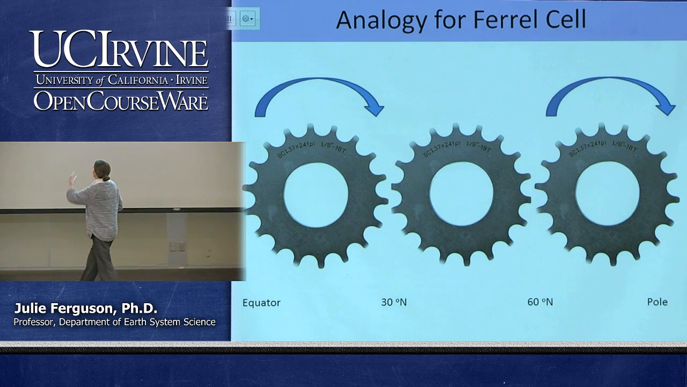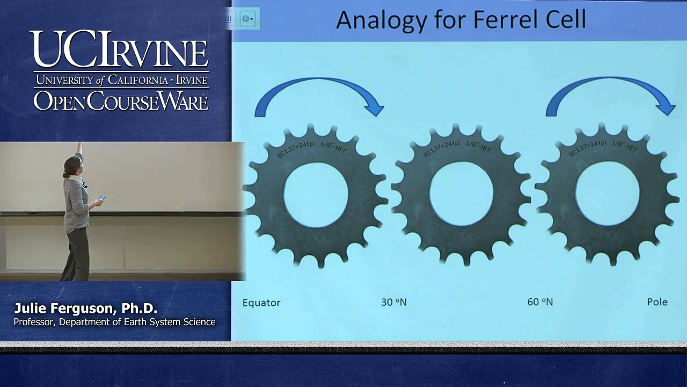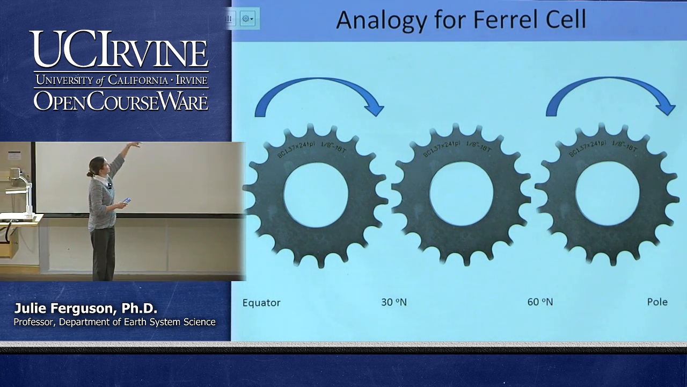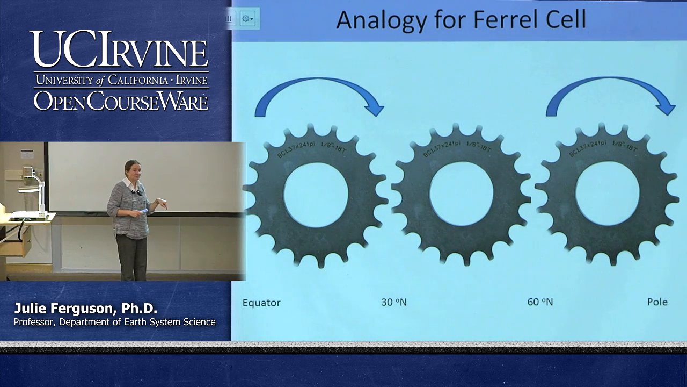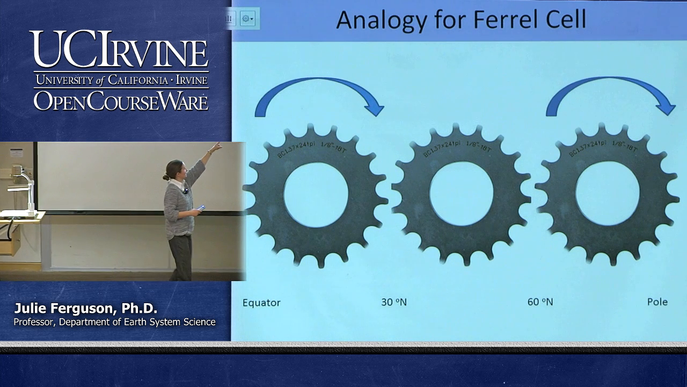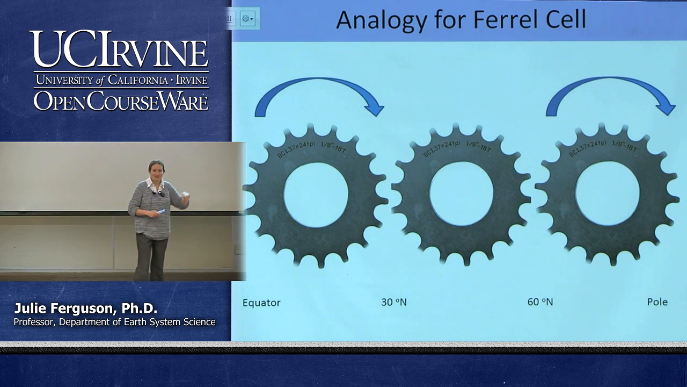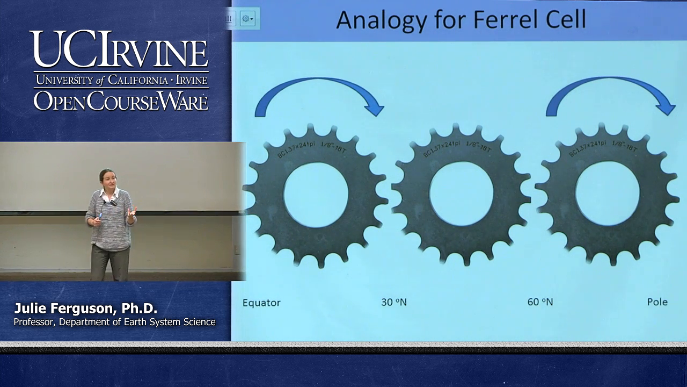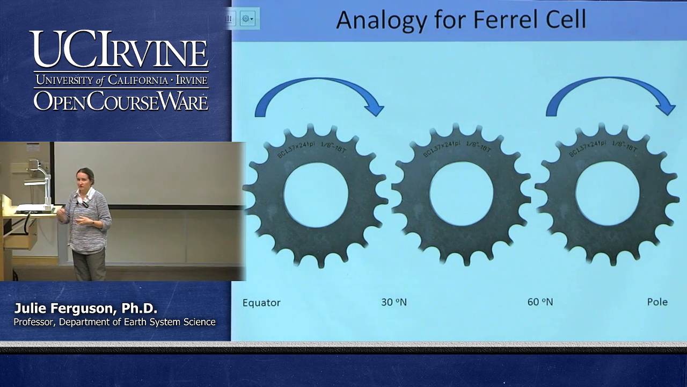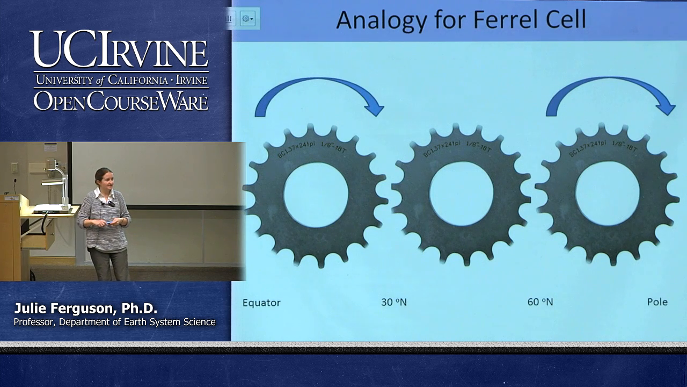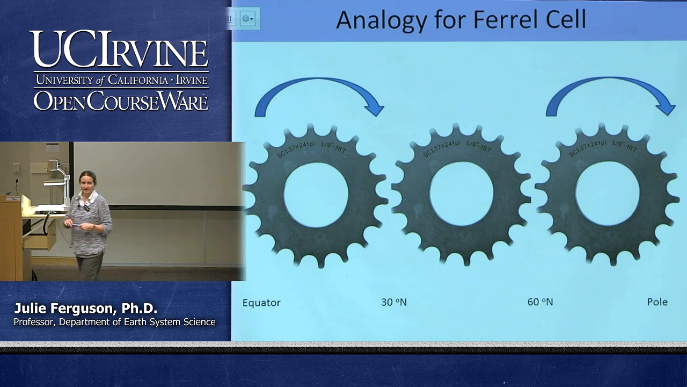What would happen if I turned my Hadley cell clockwise? What direction would the middle one go? It would go counterclockwise. And what direction would this end one go? Clockwise. Okay? So that's really how the Ferrel cell works. It works because the others are there and driving it. Does that make sense now? Hopefully? Okay.